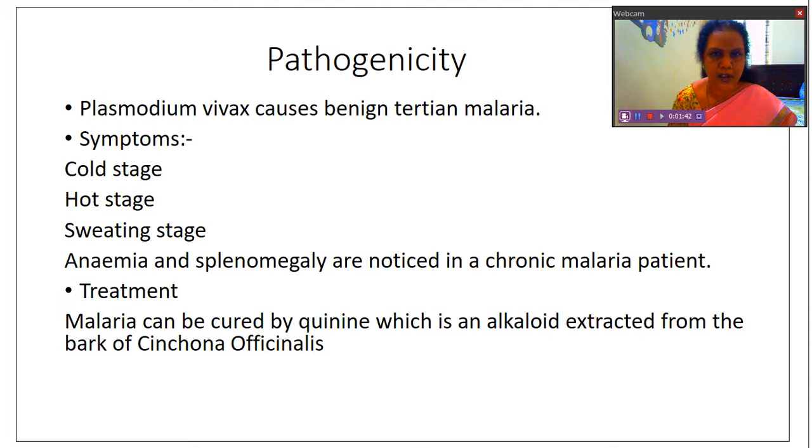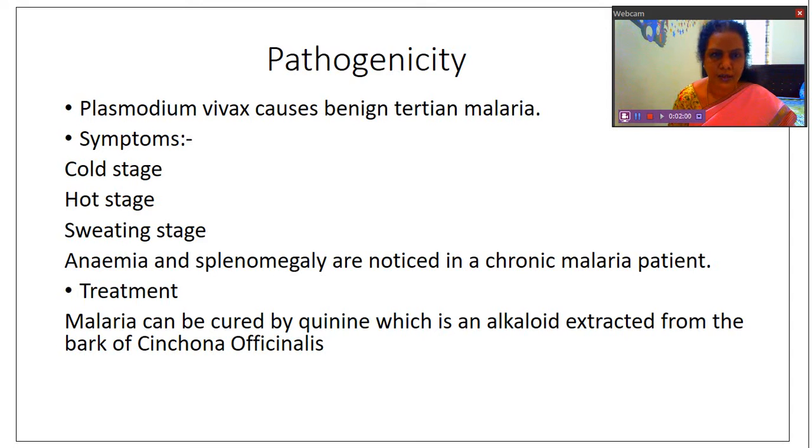Spleen is an organ of our immune system. So our immune system will not be proper if you get malaria continuously. So we have to take treatment immediately. First we should avoid it, and then if we get malaria we have to get treatment.